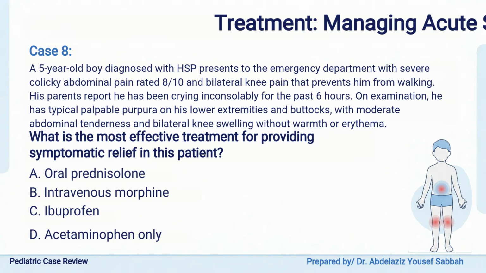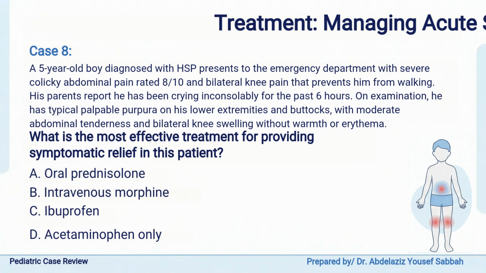Case 10. A 5-year-old boy diagnosed with Henoch-Schönlein Purpura presents to the emergency department with severe colicky abdominal pain, rated 8 out of 10, and bilateral knee pain that prevents him from walking. His parents report he has been crying inconsolably for the past 6 hours. On examination, he has typical palpable purpura on his lower extremities and buttocks, with moderate abdominal tenderness and bilateral knee swelling without warmth or erythema. What is the most effective treatment for providing symptomatic relief in this patient?